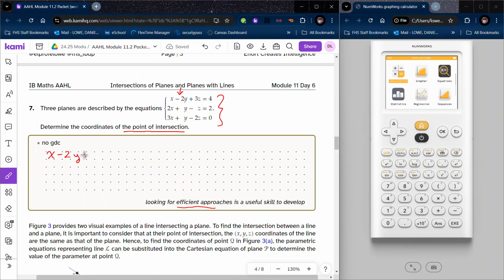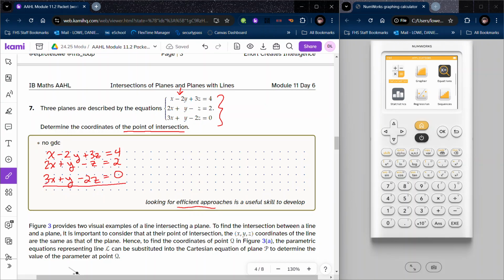x minus 2y plus 3z is equal to 4. Let's write that z a little bit better so we can see it. And we also have 2x plus y minus z is equal to 2. And then we have 3x plus y minus 2z is equal to 0.